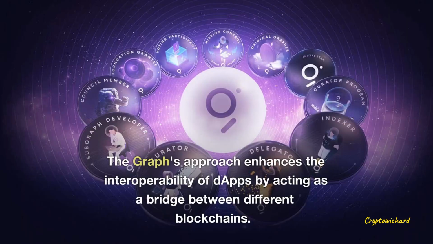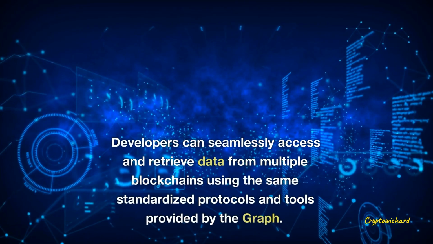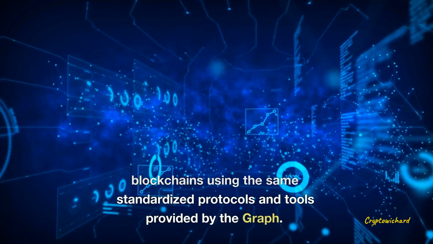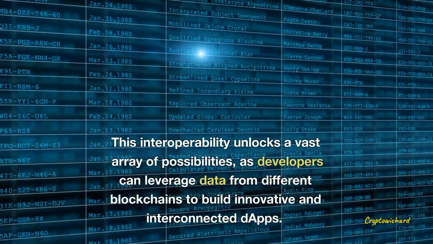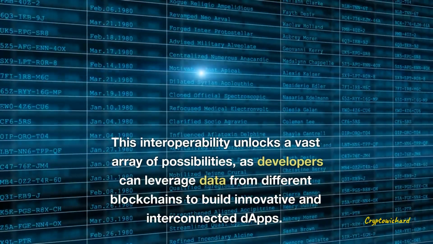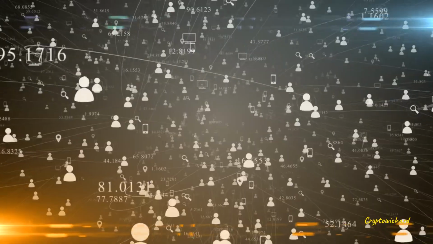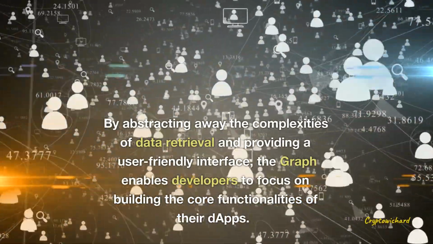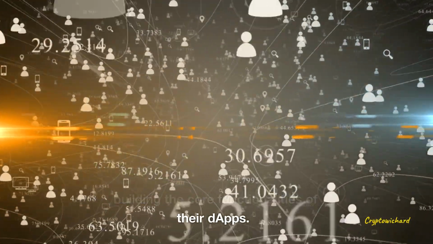The Graph's approach enhances the interoperability of DApps by acting as a bridge between different blockchains. Developers can seamlessly access and retrieve data from multiple blockchains using the same standardized protocols and tools provided by The Graph. This interoperability unlocks a vast array of possibilities, as developers can leverage data from different blockchains to build innovative and interconnected DApps. By abstracting away the complexities of data retrieval and providing a user-friendly interface, The Graph enables developers to focus on building the core functionalities of their DApps.